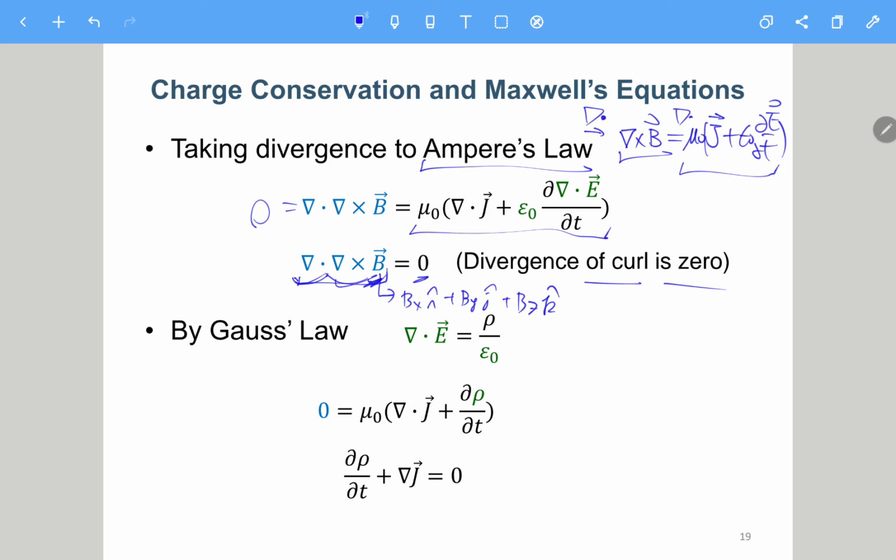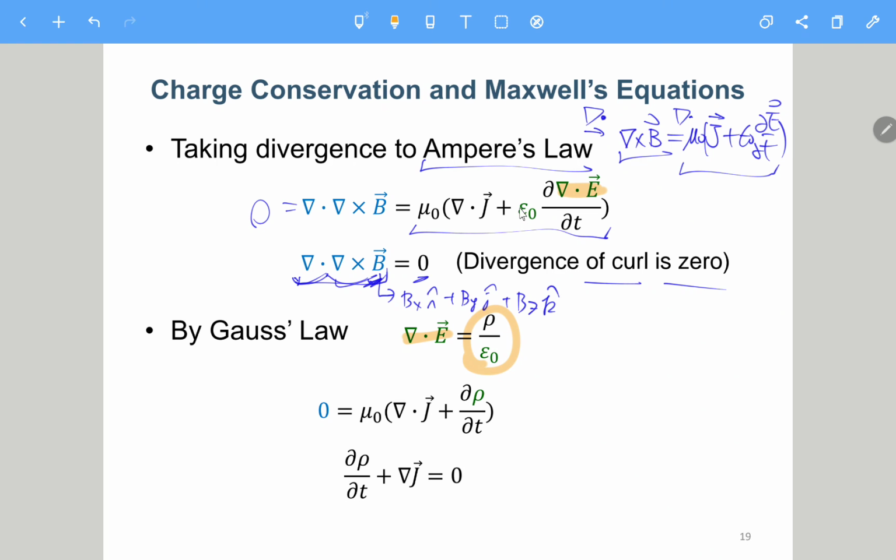So the only remaining part is the right side. Here we put the divergence of J, and we put the divergence inside the partial derivative on the other term. It turns out to be the divergence of E, partial T, times epsilon naught. And according to Gauss's law, the divergence of E is rho over epsilon naught, so we replace the divergence of E by rho over epsilon naught.